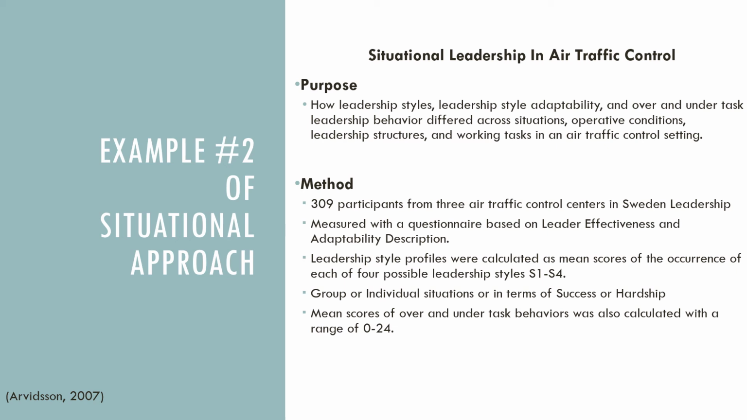So the over and under task behavior scales range from 0, which is no over or under task behavior, to 24, which is a maximum over and under task behavior. Each item also focused on leadership in group or individual situations or success or hardship situations.